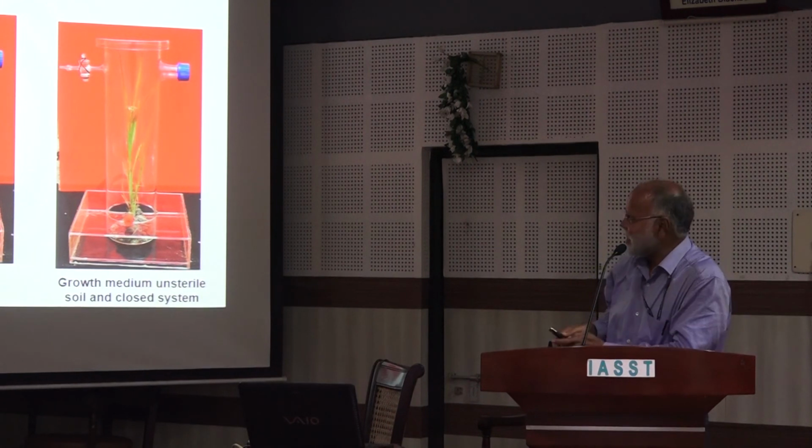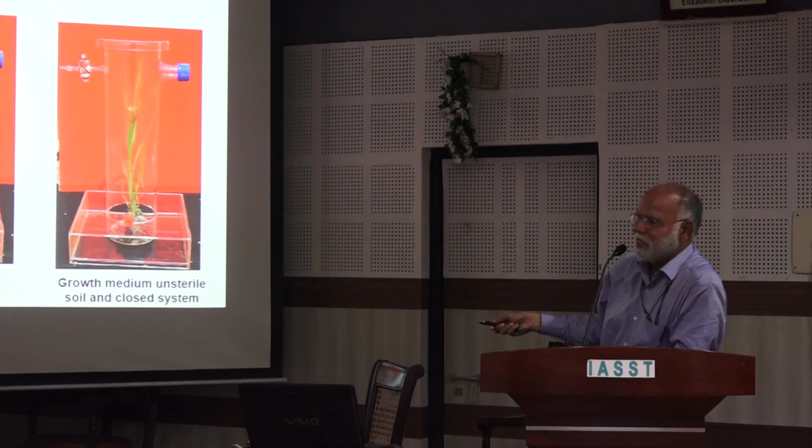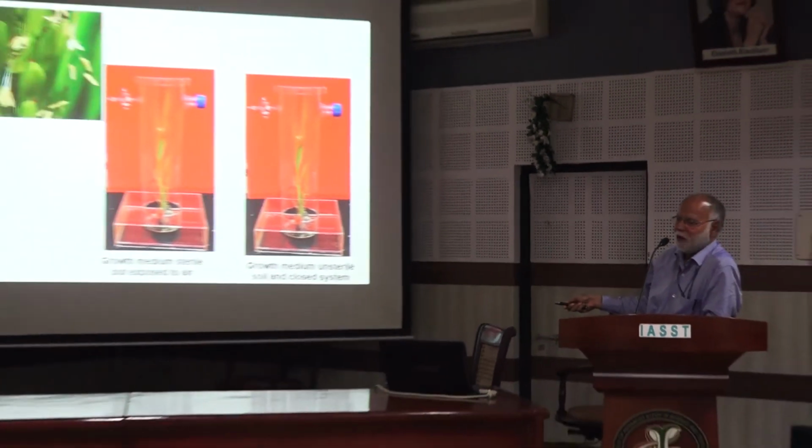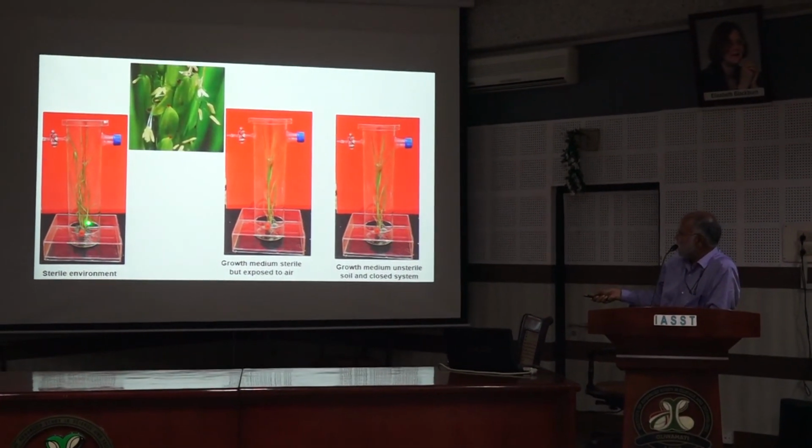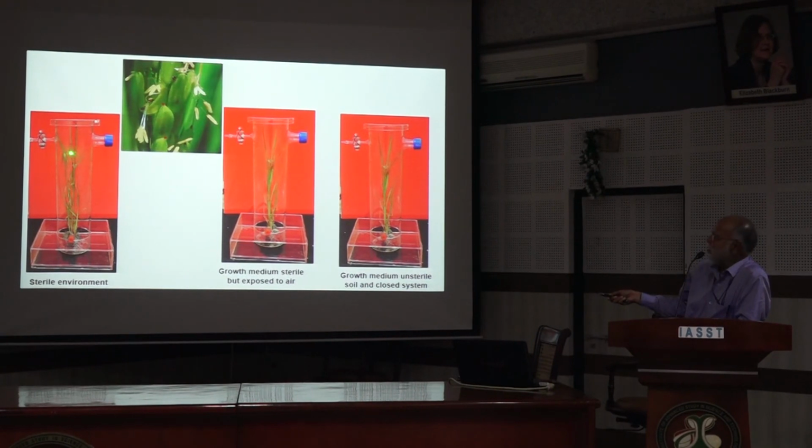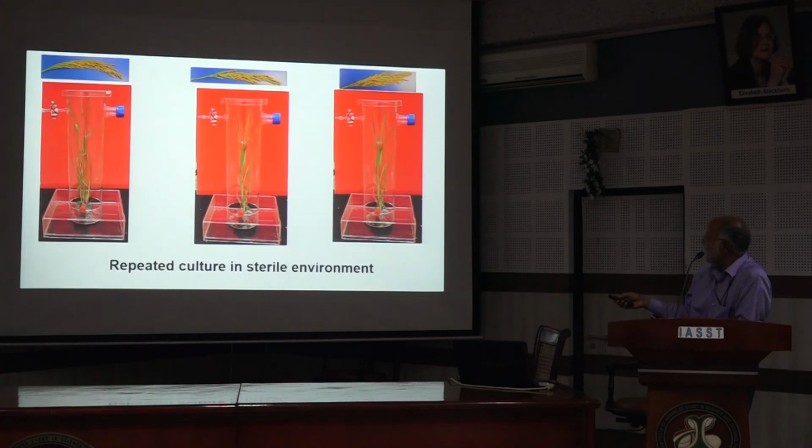We have been trying to devise a completely closed system, big enough, where from a seed we grow a crop, rice crop, and then it again produces seeds. One will be a totally sterile environment, one a sterile growth medium but exposed to air, and one a growth medium of unsterile soil in a closed system. From soil, some transient group will grow; from air, some transient group will come. We compare. These are all hypothetical things, but hopefully students have enough material to think and carry out research.